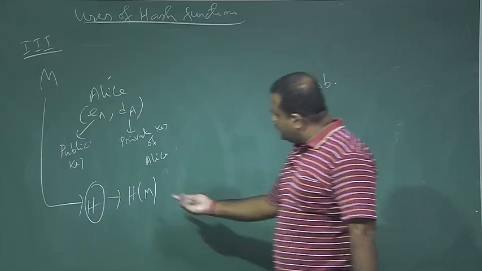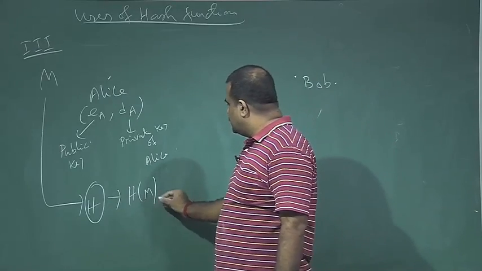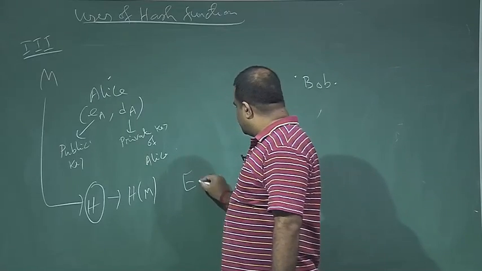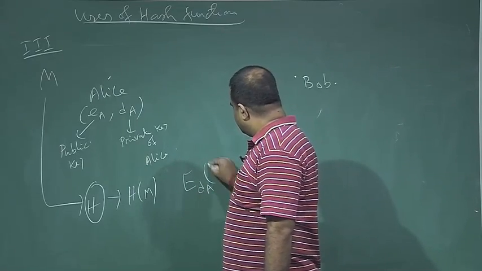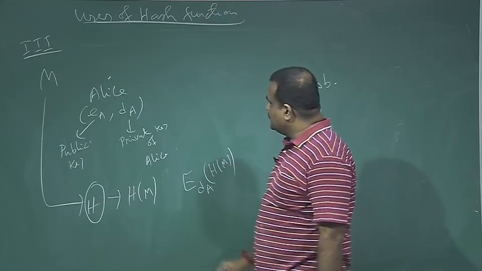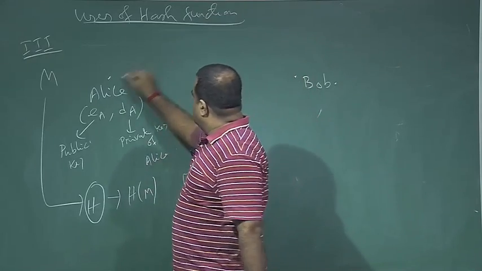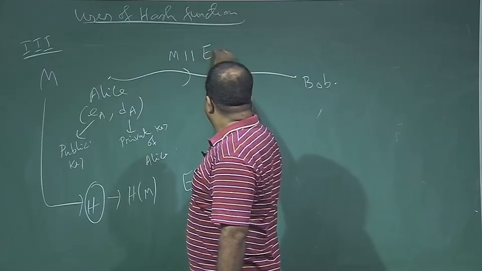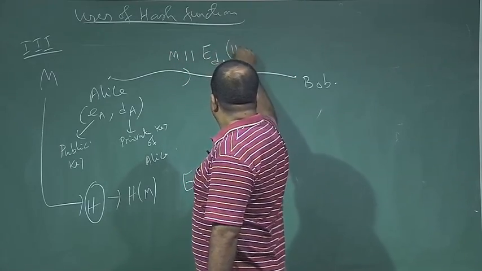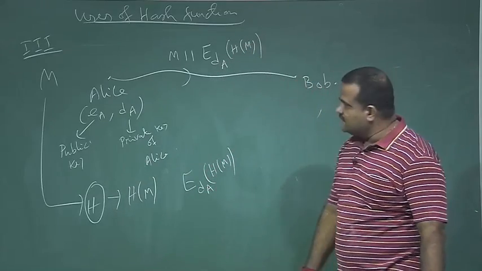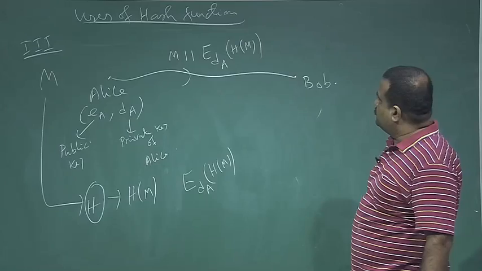because public key is more expensive than symmetric key. So, now it is okay. Alice will sign on this, so Alice will encrypt this using Alice's secret key. This is on reduced size, and then Alice will send the message along with this signature.